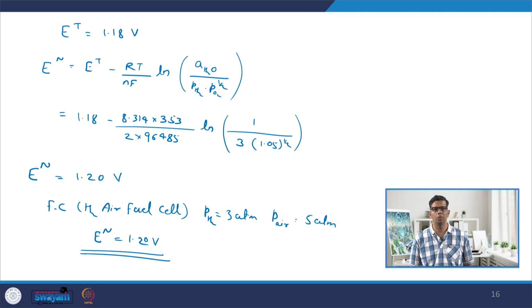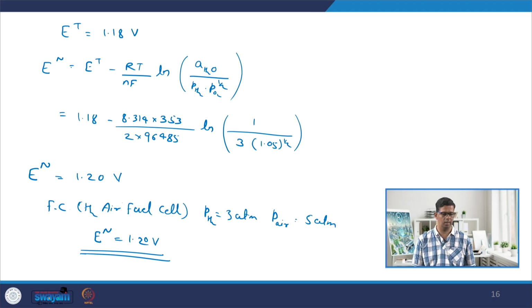somewhere around 1.2 volt. So this is very important to understand, that even if we increase the pressure of hydrogen as well as oxygen, or even if we supply oxygen and raise its pressure, EN is not going to increase very linearly. That is primarily because of the logarithmic term that we have, which connects the pressure terms with the potential. So this is what the Nernst potential that we can find out.